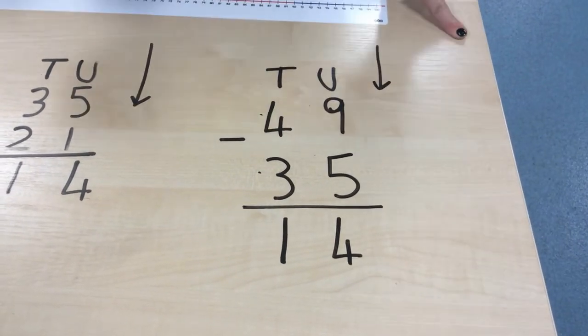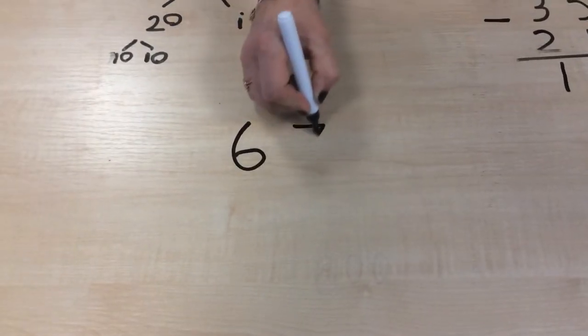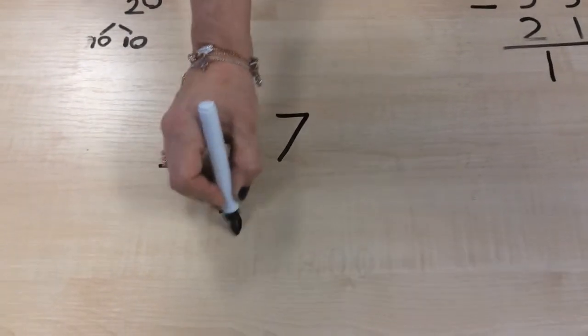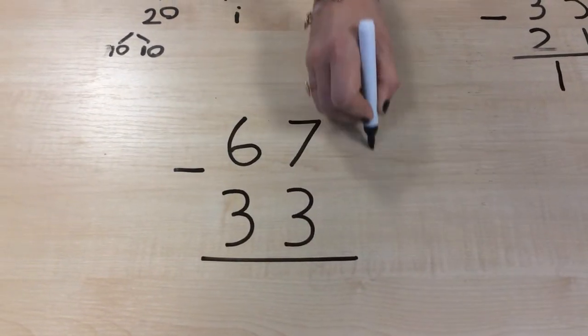What I would like you to do is take the number 67 and then take away 33. Remember, top downwards. Have a go.